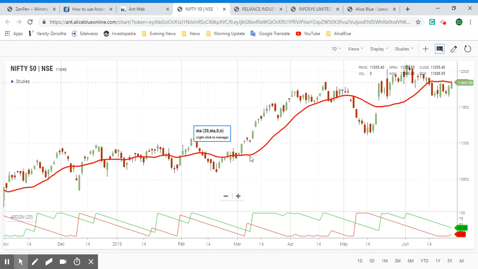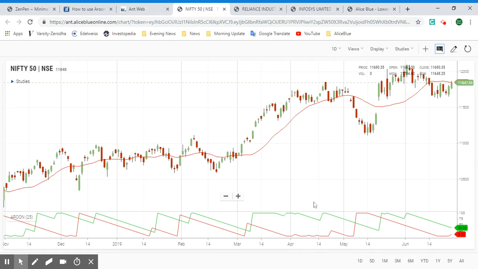Here is one specific buy signal at this point, and here is the sell signal because it's closing here. The chart is closing below the moving average line. So this is the exit. Here you can enter where the Aroon is hitting the peak at 100, and you can end here. This will give you a considerable profit.